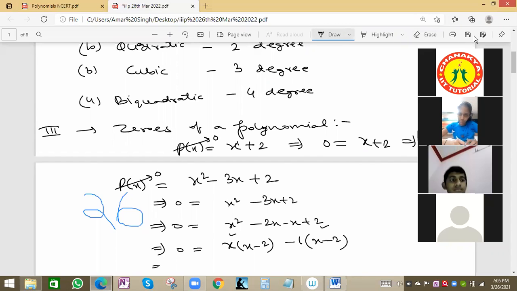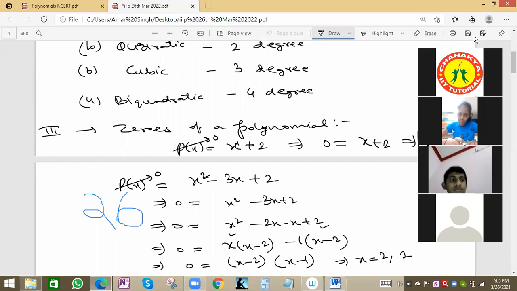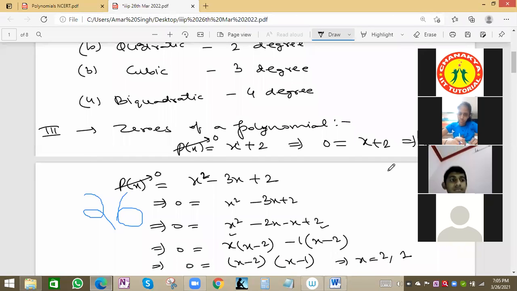We get two values. 0 will be equal to x minus 2, we can take common again, x minus 1. So this value we got: x equal to 2 comma 1. So basically 2 zeros we get because degree was 2. That means 2 solutions or 2 zeros. Values of zeros will be 2 and 1.